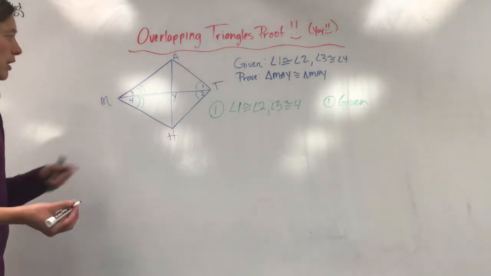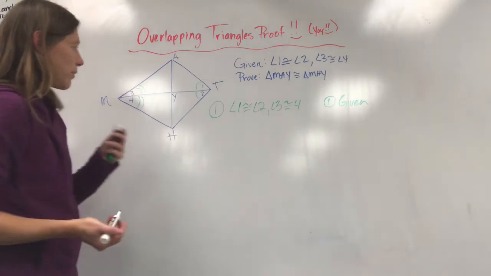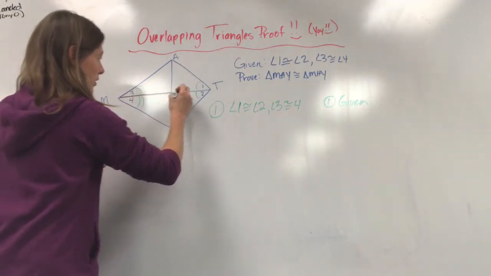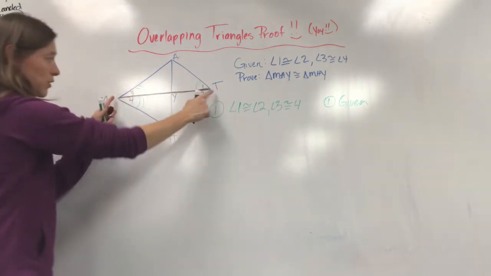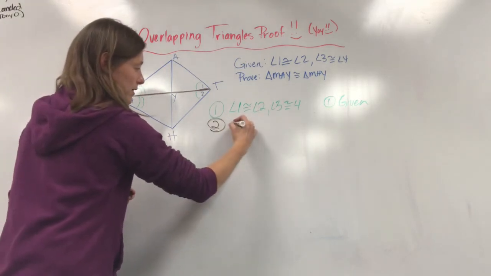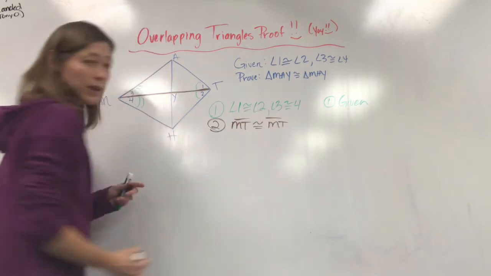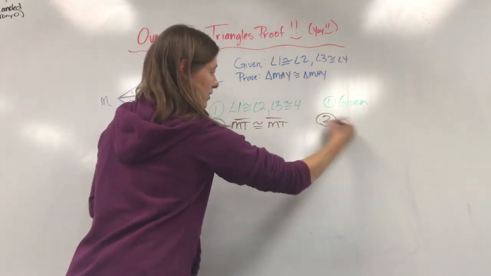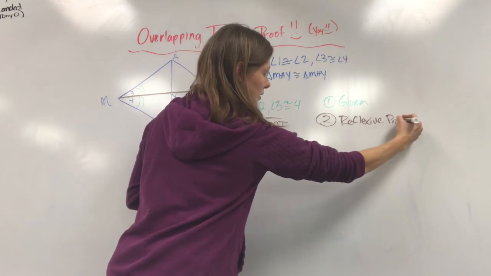Now, if I look at that, I've got two parts of two triangles. Now I need to look at a third. If you look at these two triangles, they share this side, right? I can draw straight lines. So MT, they share MT. For my second step, I am going to say that segment MT is congruent to segment MT because it's the same segment, so I'm going to say reflexive property.